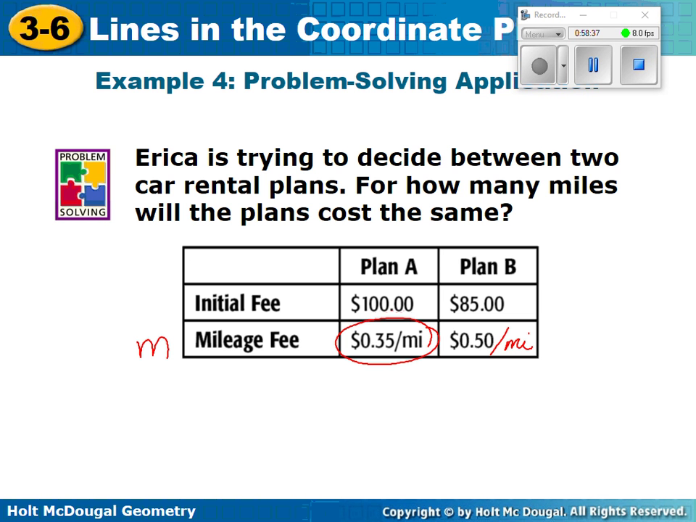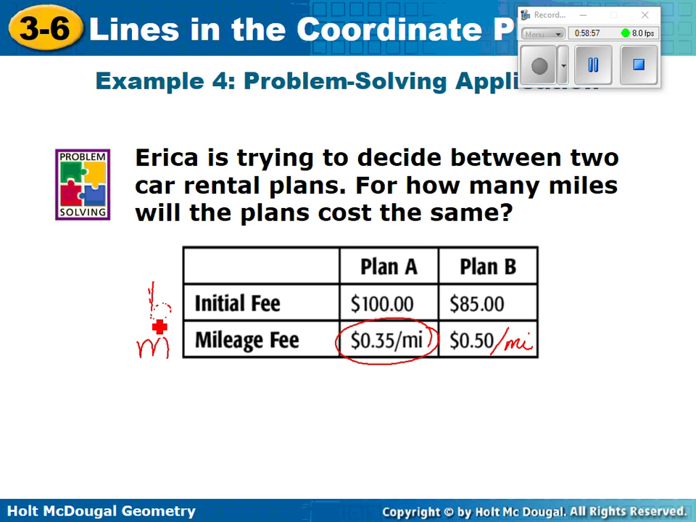What do you think the initial fee represents? The y-intercept. It's where we're starting our value on that y-axis at time 0. This is our initial fee, so this becomes our B, which it's not going to let me write. Does that make sense? At time 0, the initial amount we'll pay is $100.